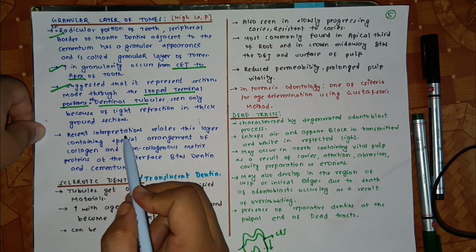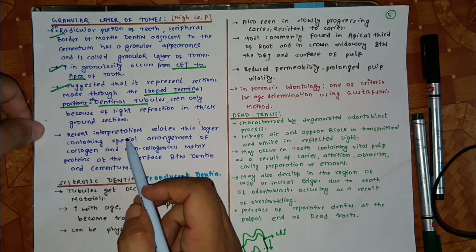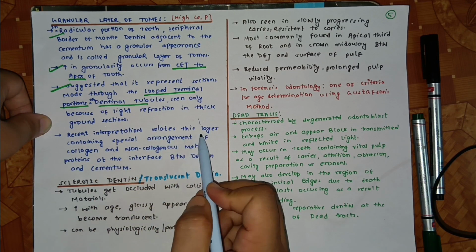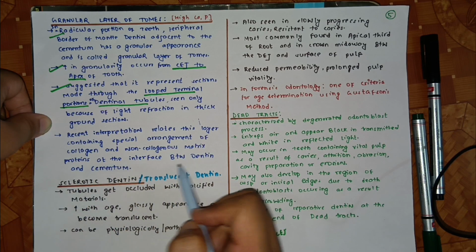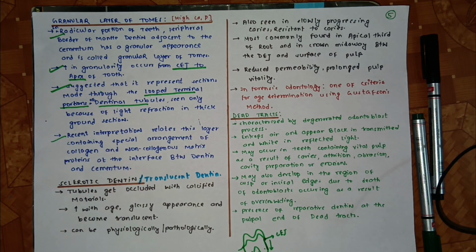But in recent findings, we can see that this layer contains a special arrangement of collagen and non-collagenous matrix protein at the interface. Previously it was thought that Tomes granular layer was formed by the looping of the terminal portion of the dentinal tubules, but after recent findings we can say that it is formed due to the special arrangement of collagen and non-collagenous matrix protein between the dentin and the cementum.